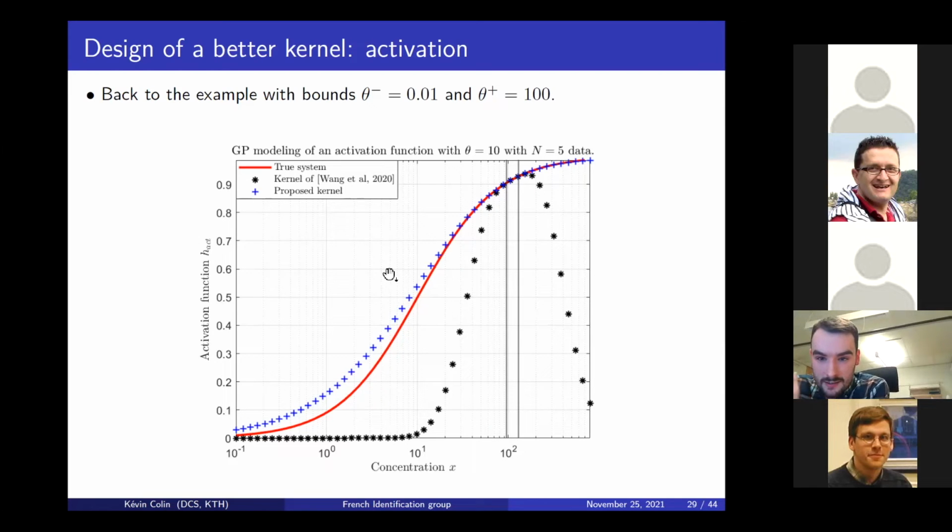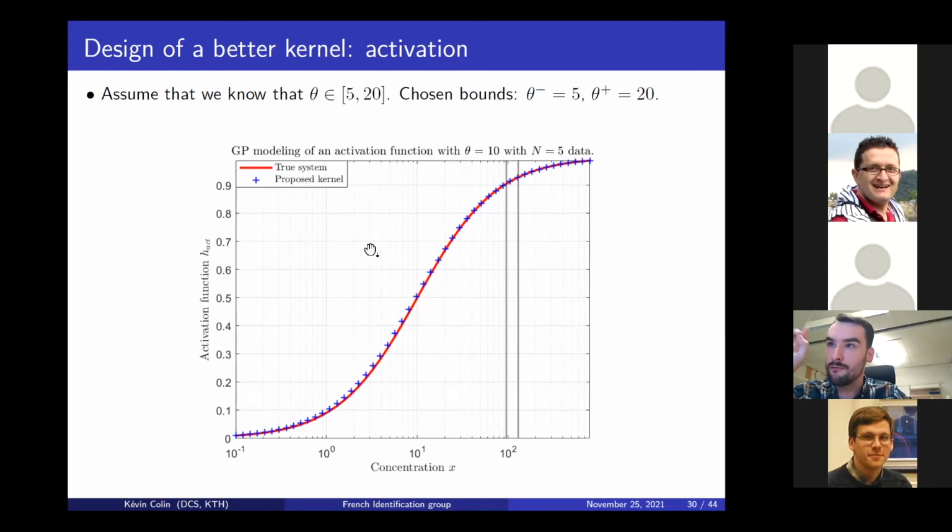Now let's assume that we have contacted a professor in biology and they told us that for this kinetic parameter, it should be between 5 and 20. Then by choosing these hyperparameters like this, with the bounds of this uncertainty interval, you see that we can get an even better model. So that's how we can model activation function.